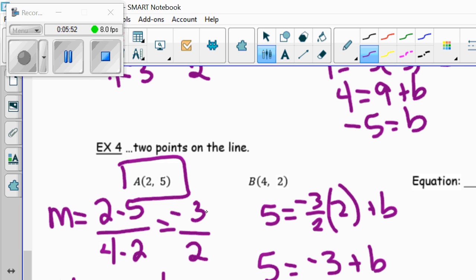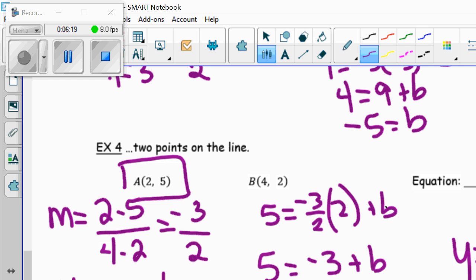They want it in standard form, so first I'm going to write it in slope-intercept form. So y = negative 3 halves x + 8. Standard form, my x is negative right now. Remember, standard form, our x has to be positive, so I'm going to go ahead and move my x to the other side. So then I get 3 halves x + y = 8.